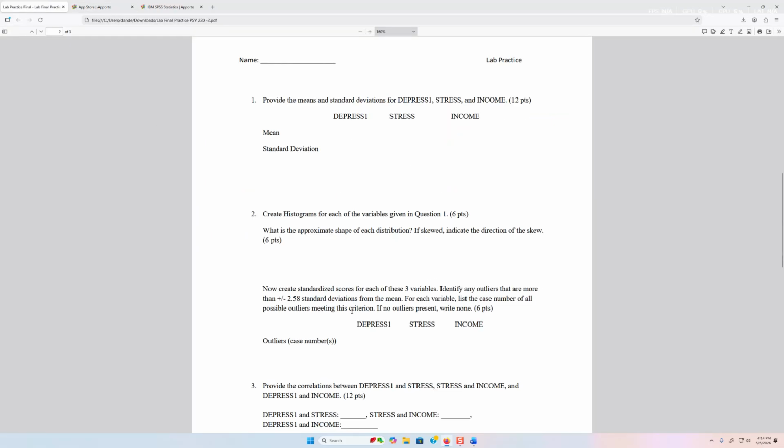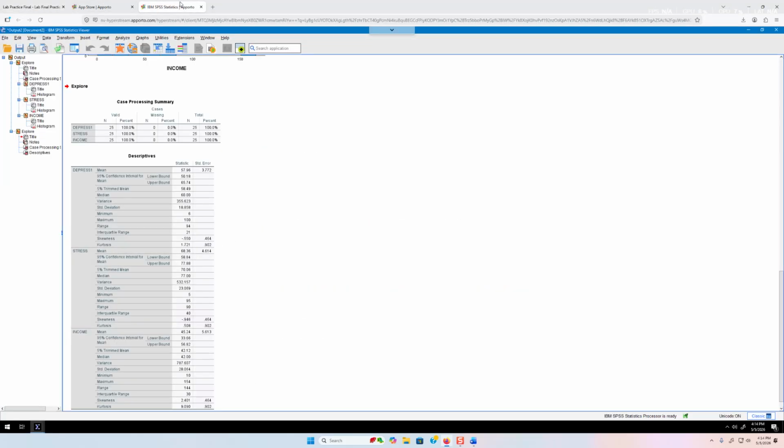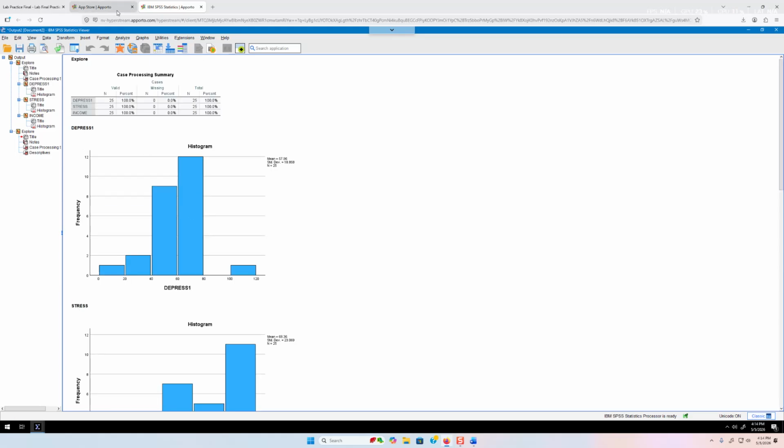Okay, outliers. Number 2 still. So we're calling outliers anything greater than or less than 2.58 for a z-score. The easiest way to do this is to go to the data.